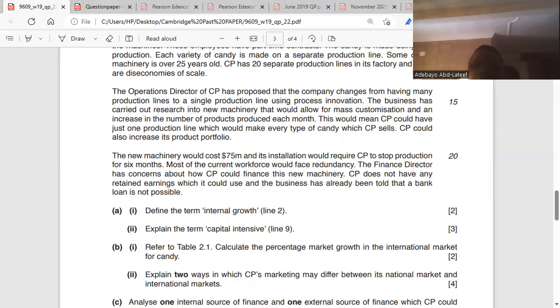Two, explain the term capital intensive. When you talk about capital intensive, it means it's a kind of production method that involves huge investment in machinery, rather than using many workers. That is capital intensive. Clear.